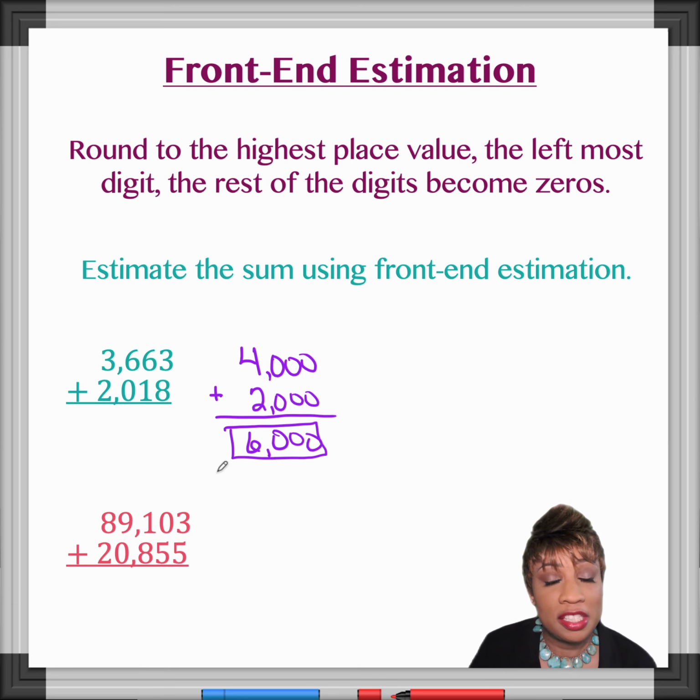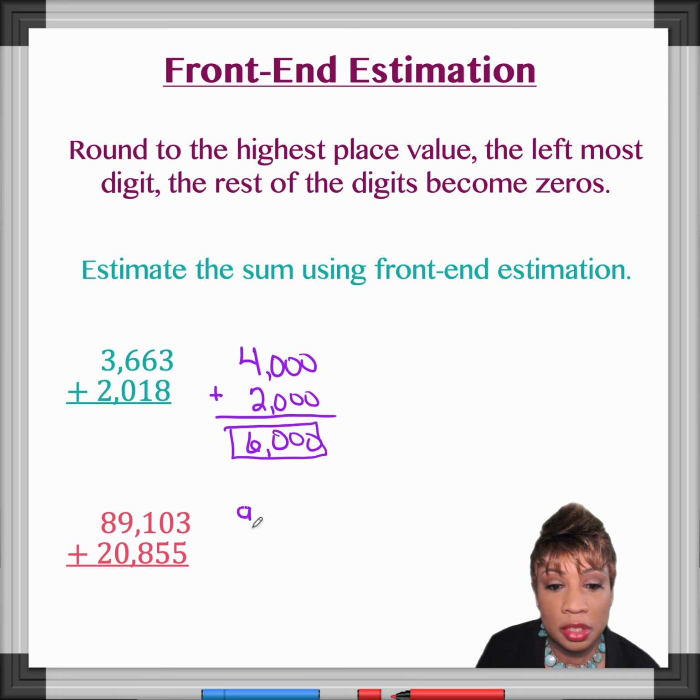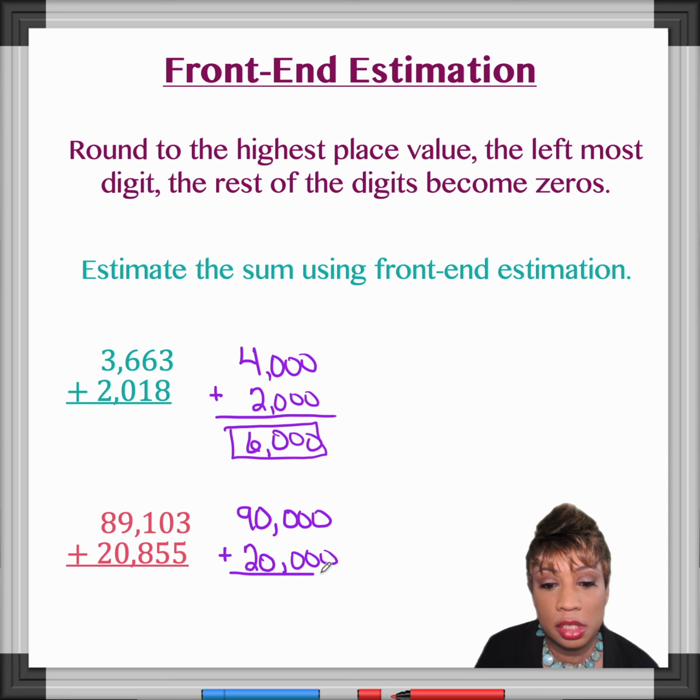Alright, front-end estimation. Again, largest place value. So for the first one, our 8 is going to be our largest place value. 9 is 5 or greater. So we're going to round that up to 90,000. And then again, this 0 is less than 5, so we're just going to keep that at 20,000.